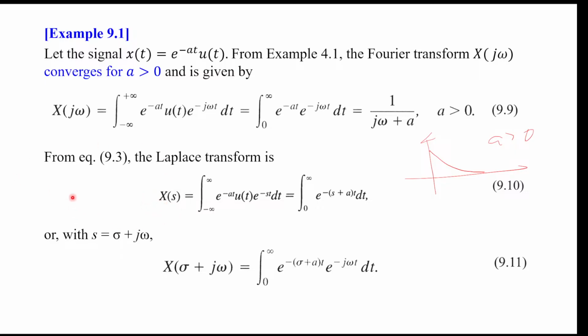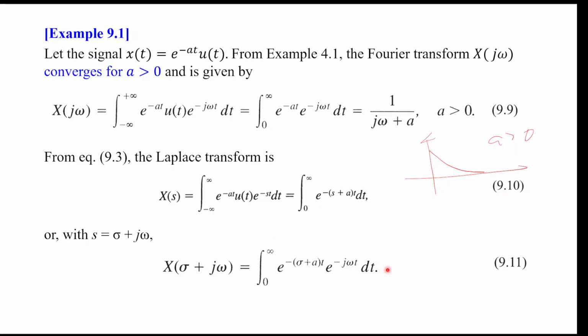Okay, so this is big X of j omega. And now we think about what big X of s is. Okay, and big X of s is, as we say, e to the minus at u of t, this x of t part, times e to the minus st dt. And then this u of t, as usual, will just cut off your integration range from 0 to infinity. Then you have e to the minus s plus a t dt. And then we use the decomposition that we talked about before, so we change s to the real part and the imaginary part. So s equals sigma plus j omega.